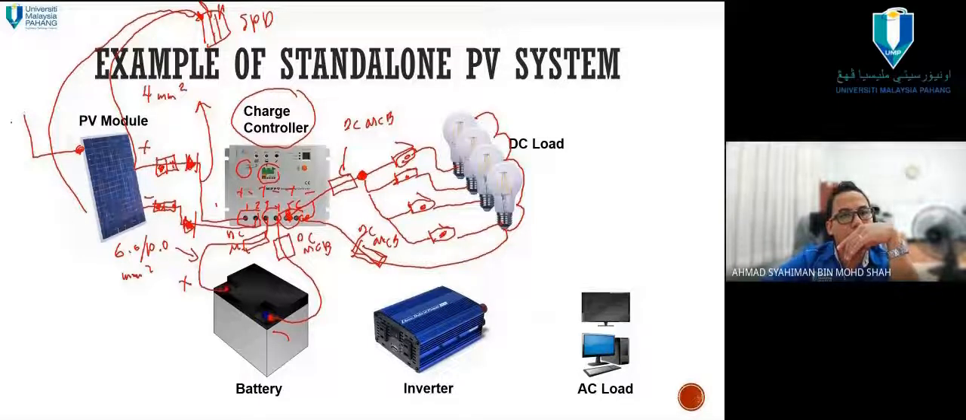Tebuk tarik keluar, di grounding kan. So yang wire ni lah yang kau sambung dekat SPD tu. Macam tu lah lebih kurang.